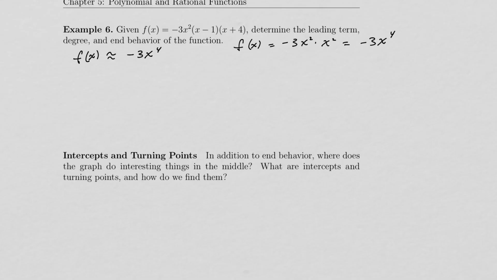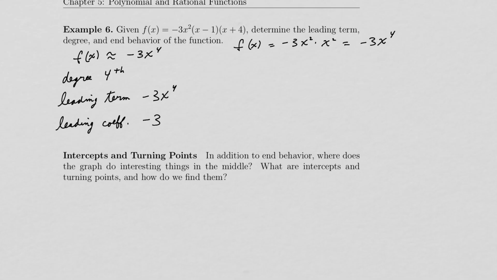All right, so given that, we can answer these questions, right? What's the degree of the polynomial? The degree is fourth degree, right? It's just the exponent of that leading term. What's the leading term? It's negative 3x to the fourth. What's the leading coefficient? It's the negative 3, right?